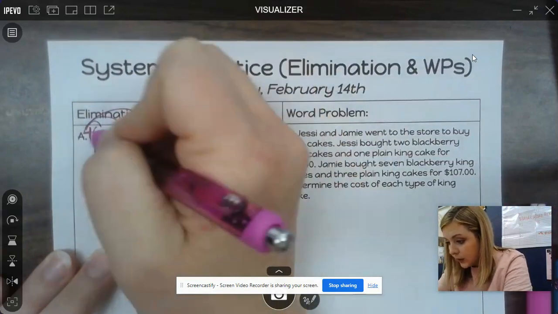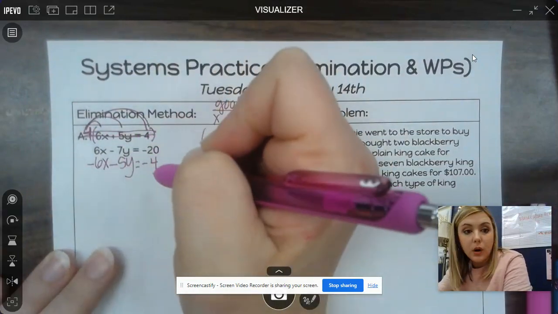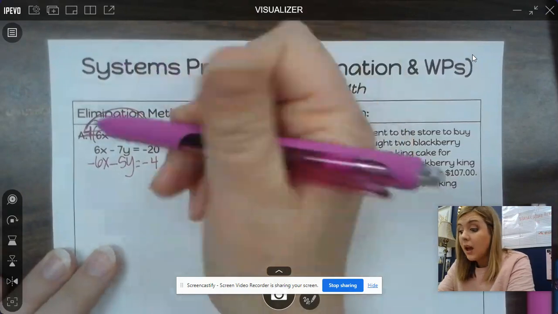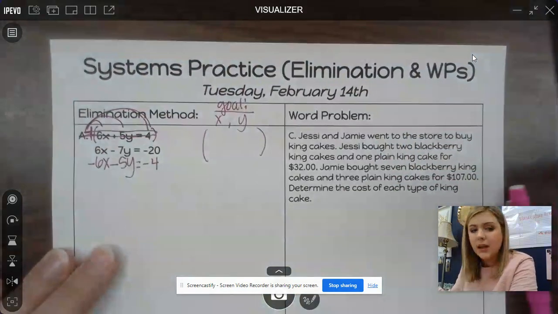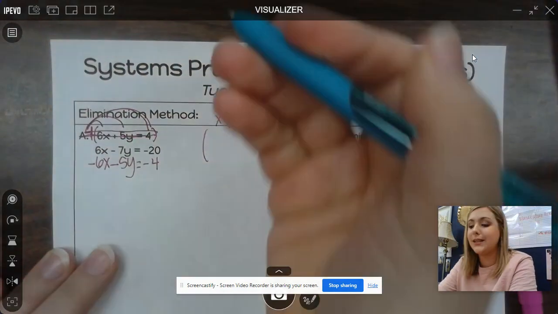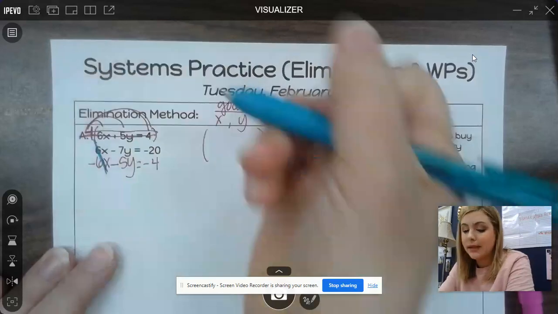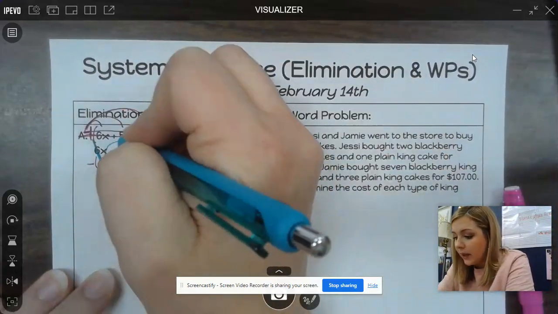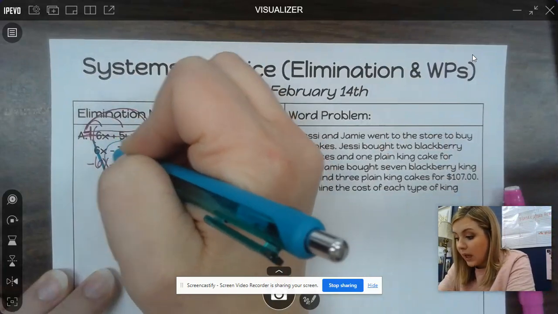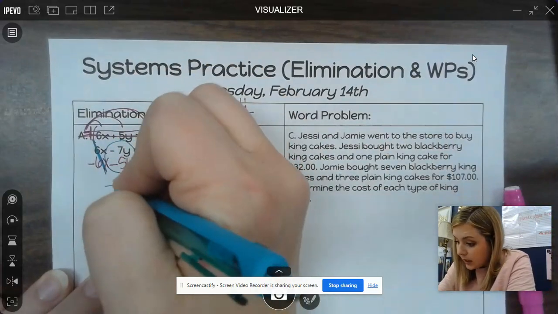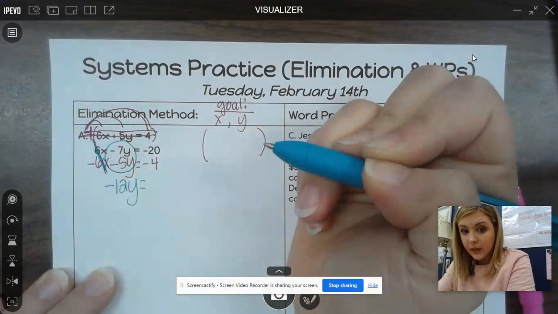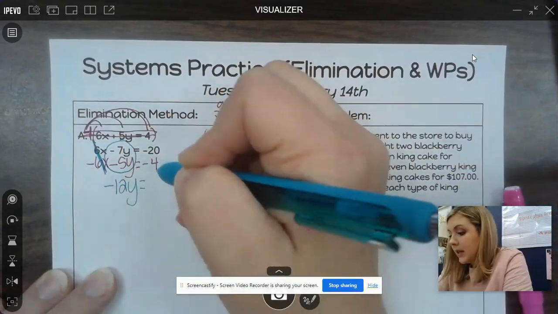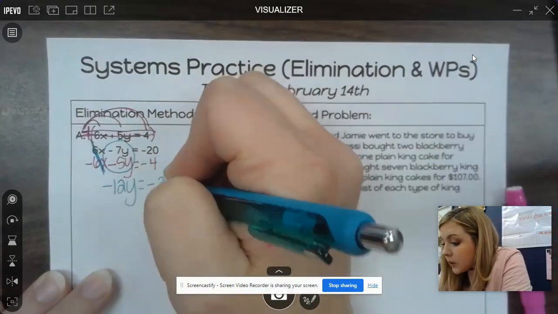So I'm not going to use this equation. I'm going to use this equivalent form because it now has me to a point where I can say, well, 6x and -6x eliminate and make 0. And that was the goal the whole time. So now I can combine what I have left. -7y and -5y is -12y. -20 and -4 is -24.